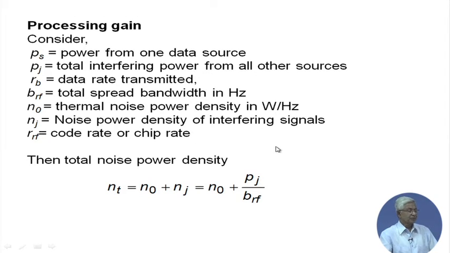Now, let us look at some of the quick properties of the CDMA. It is called processing gain. Let us try to calculate and try to show how this gain comes. There are a lot of small terms. You should know the nomenclature.